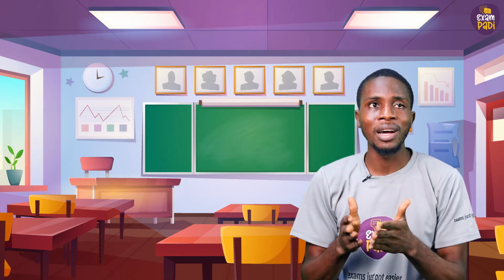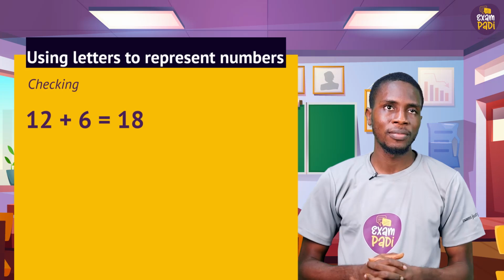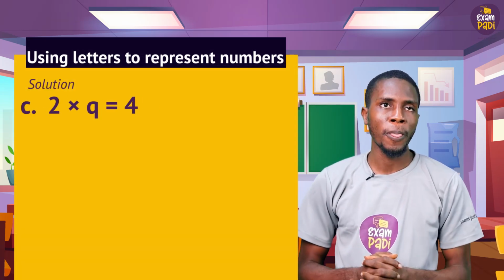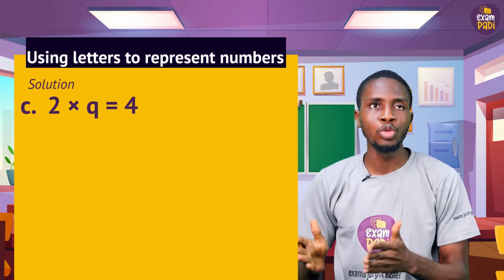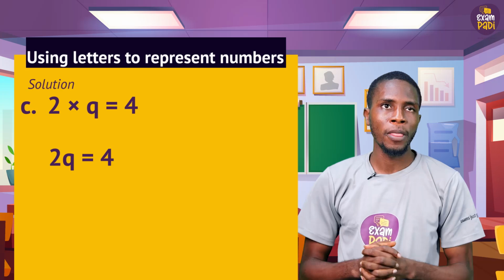All you have to do is insert the answer in place of E. That is, we have 12 plus 6 equals 18. C. 2 times Q equals 4. 2 multiplied by Q gives us 2Q equals 4.